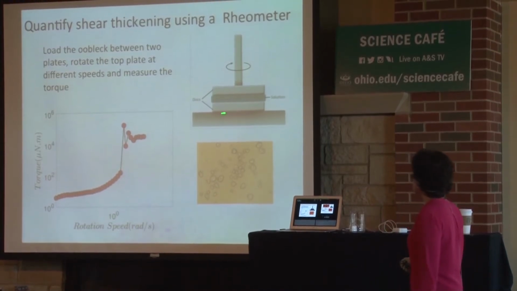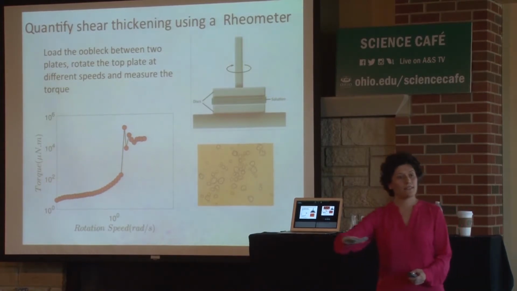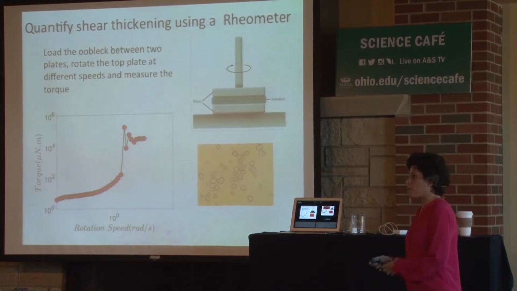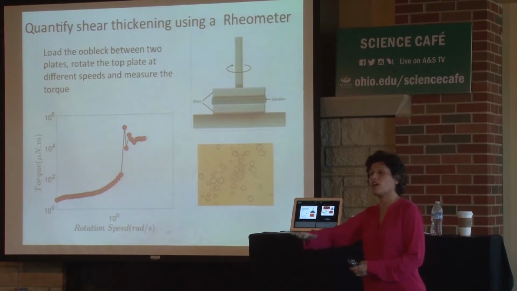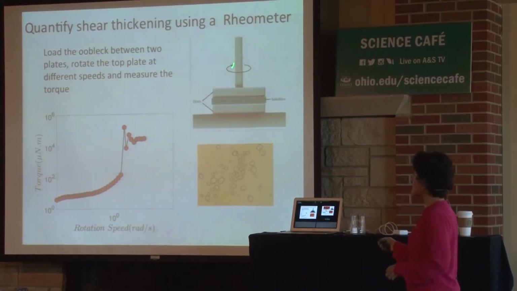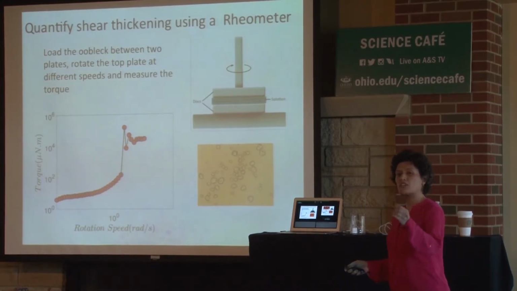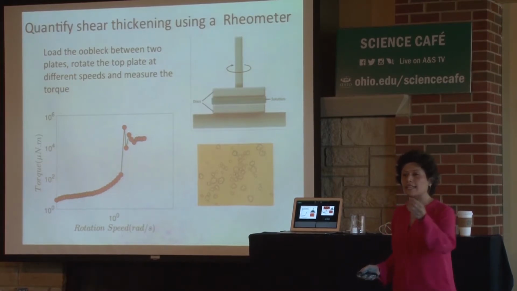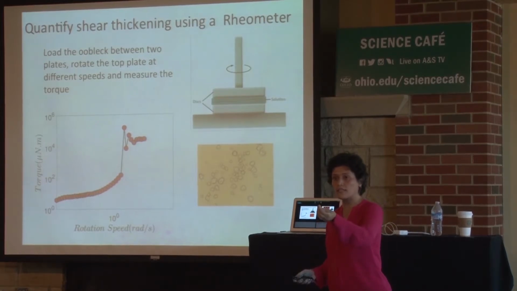So what she did, basically, she loaded some Oobleck between these two plates, and she started to shear it. She is increasing the velocity, or the rotating speed, of the top plate. And there is a spring on top that measures the torque. So what is the torque? It's the resistance to the rotation that you apply to this Oobleck.